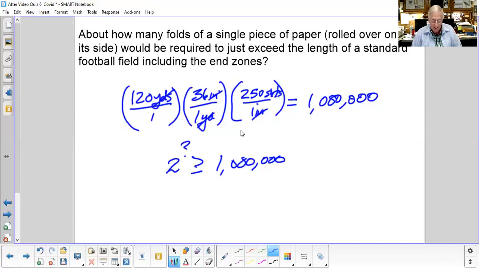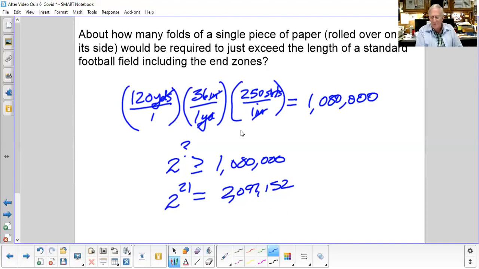But unfortunately, we're going to have to go one more, right? So if we do 21 folds of that piece of paper, we would get an answer of, let me clear that, it would be 2 to the 21, and that would be 2,097,152. We'd be way past the length of the football field, all right? But we would certainly have done enough folds to be the length of the field or greater.